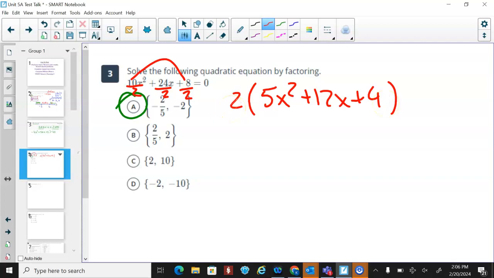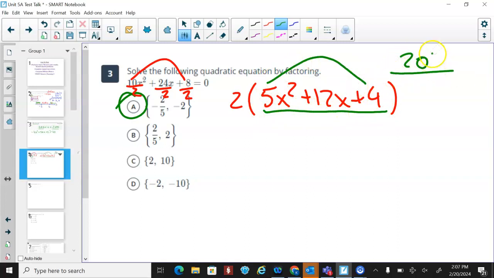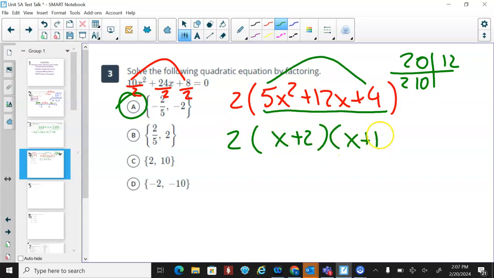It does not matter. So 2 does not matter anymore when we set it equal to 0. What I'm concentrating on is what's on the inside. So I'm going to use the A times C method and find 2 factors that multiply to 20, 5 times 4, and add to 12, which is 2 and 10. So 2 carries down, and I'll show you what is going to happen to 2. And then I'm going to have the 2 factors, x plus 2 and x plus 10.